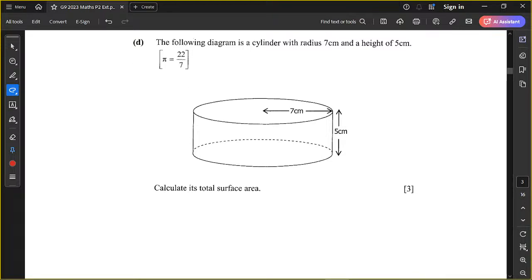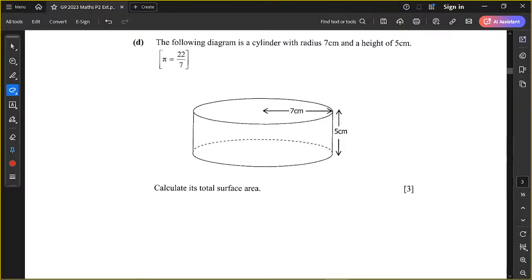Okay, question 1D is as follows. The following diagram is a cylinder with radius 7 cm and height of 5 cm. Take pi to be 22/7.